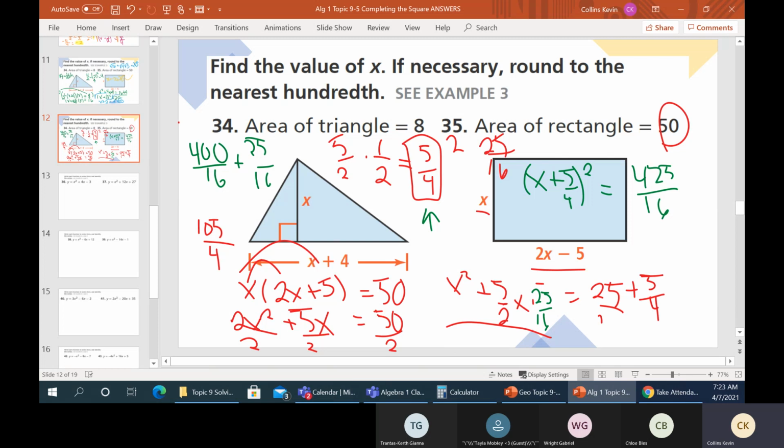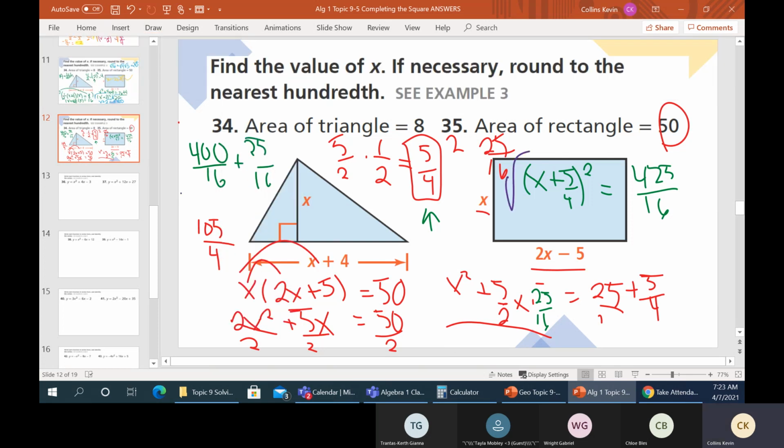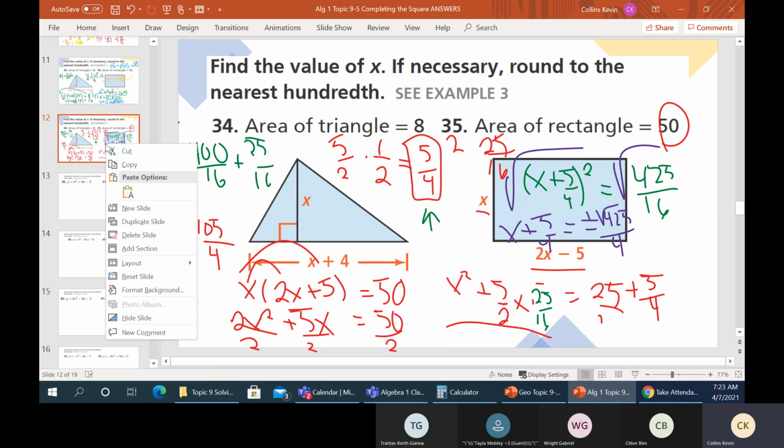Okay, so now we take our square roots. So we square root this guy, square root this guy. So we get x plus 5/4 equals plus or minus square root of 425, whatever that is. I'm going to leave him alone. And the square root of 16 is just 4. So our last step is we have to move this guy over, and I don't have any more room. So maybe we just need to pop a new slide in here.